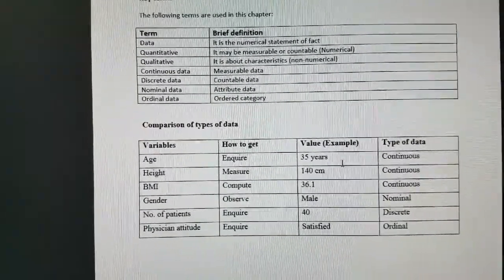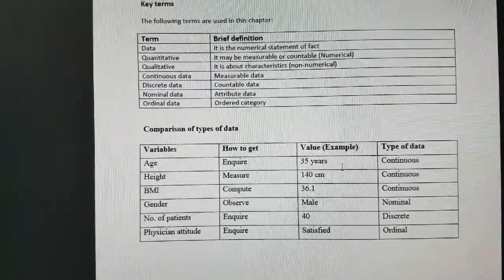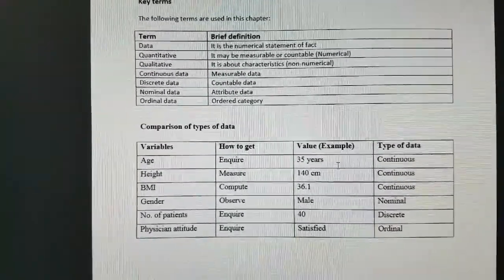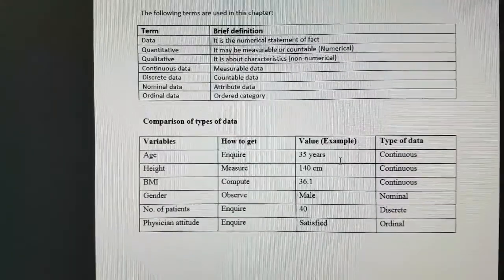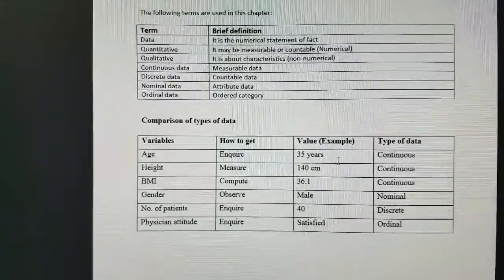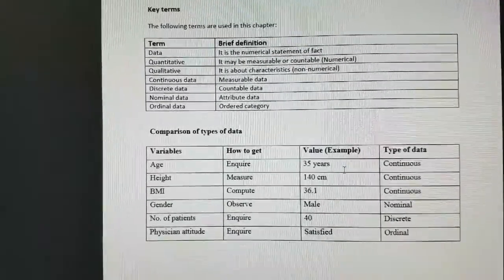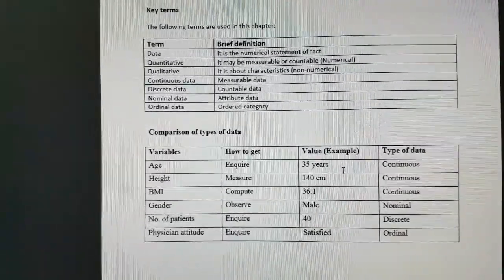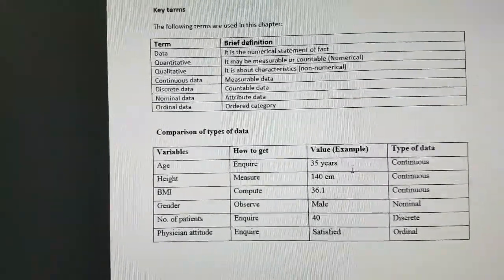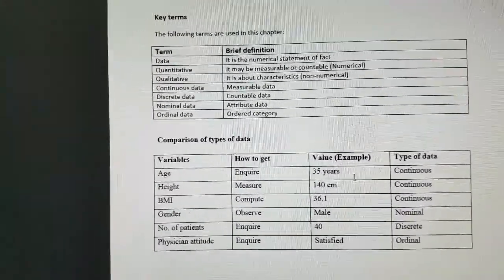And one more variable, physician attitude. How to get? Inquire. Actually, for physician attitude, there are many scales for the measurement of attitude. For example, physician attitude: poor, good, very good, or satisfied, not satisfied, moderately satisfied. So this is exactly ordinal data because there is order.